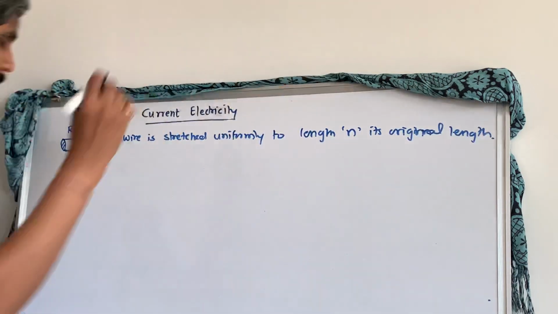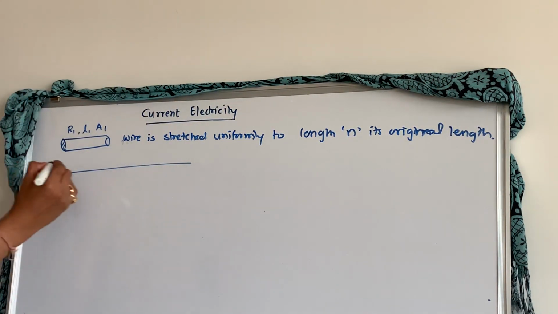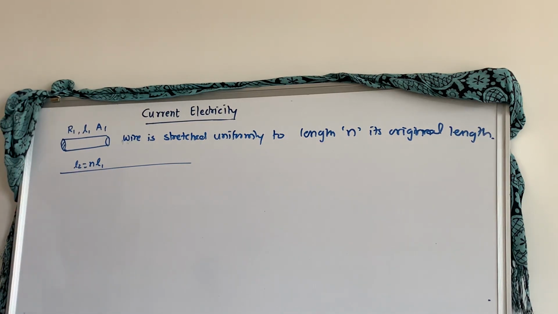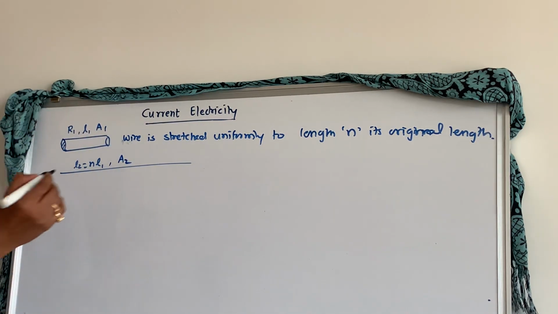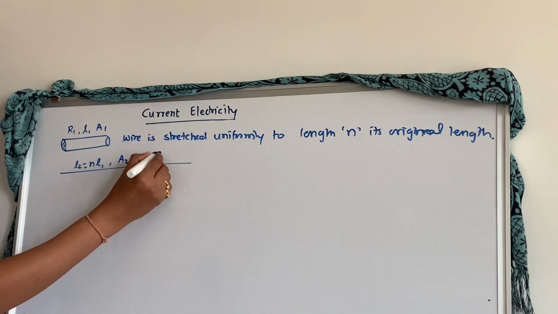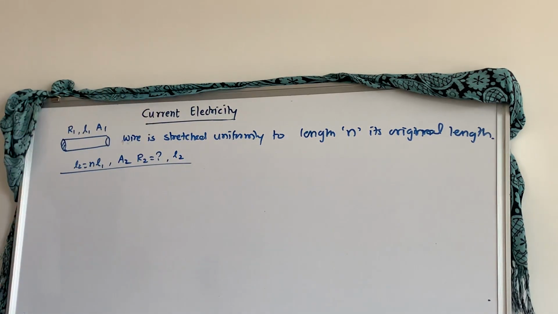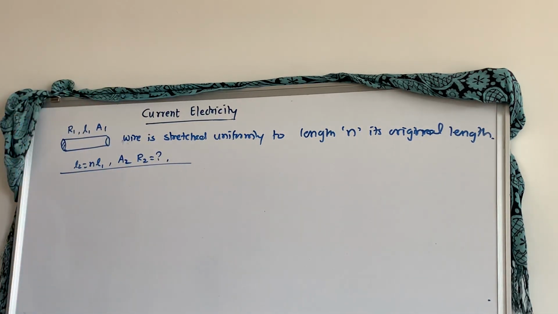Now just check. This is the new length. Length will be L2, which is n times L1. 2 times, 3 times, 4 times, 5 times, any times. Area of cross section will be A2, which will be different, and resistance will be R2, which is the question. Length L2 is already given, so resistance we want.